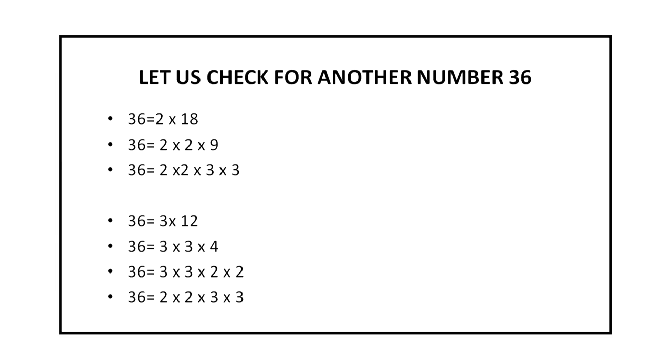Now moving on to the second grouping of 36. 36 can be written as 3 into 12. 36 can also be expressed as 3 into 3 into 4 because when 3 and 4 are multiplied, we get 12. Now, another way to express 36 as the product of its factors is 36 equals 3 into 3 into 2 into 2. This is because I have used 2 into 2 instead of the number 4. Now, rearranging the third expression, I get 36 equals 2 into 2 into 3 into 3.